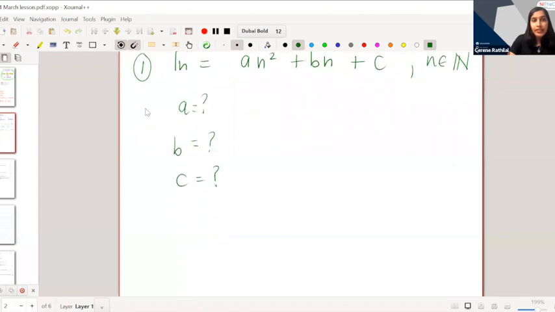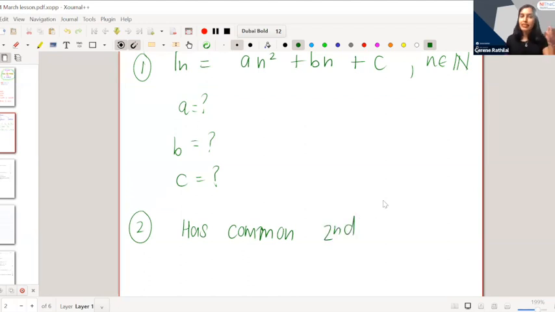The second thing that I could tell you about a quadratic number pattern is 2, that it is a number pattern that has a common second difference, meaning that the second difference of consecutive pairs is exactly the same number. That's what I mean when I say common. We'll go through this exercise of finding out what the second difference means.